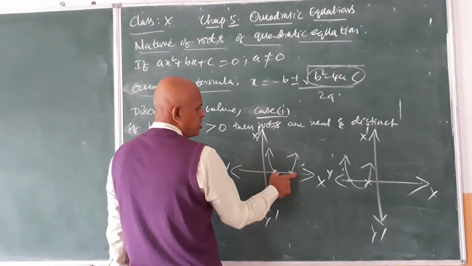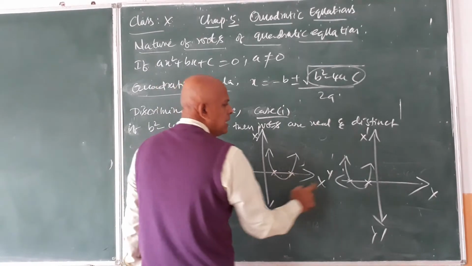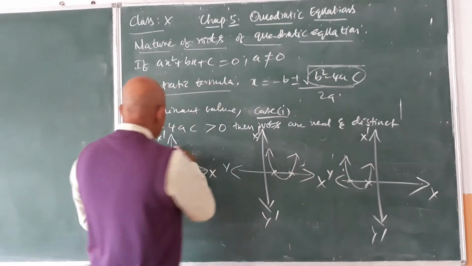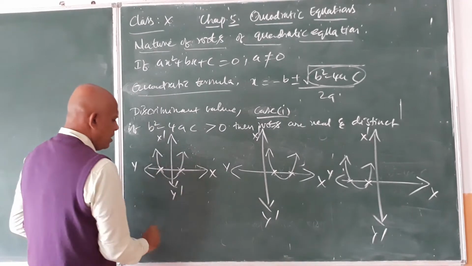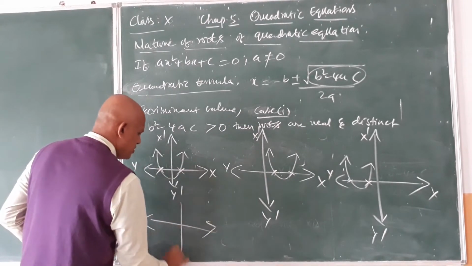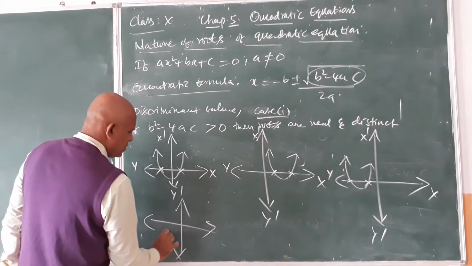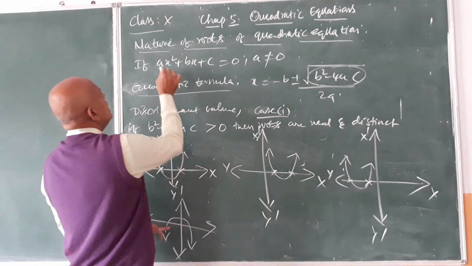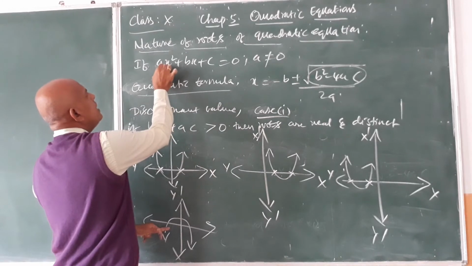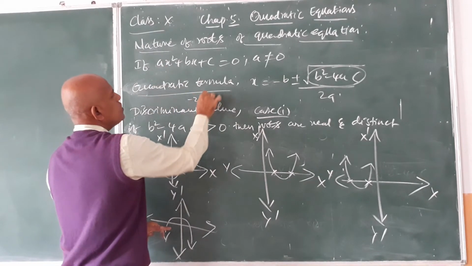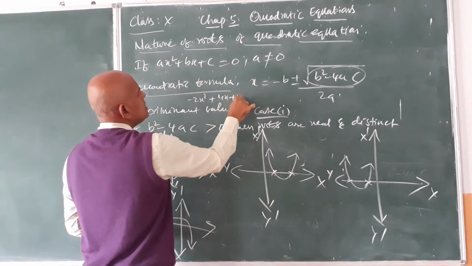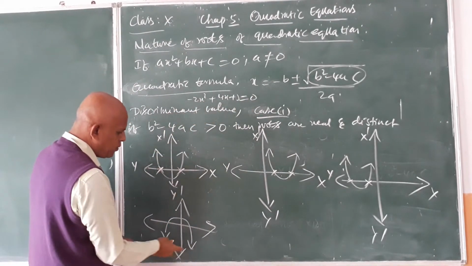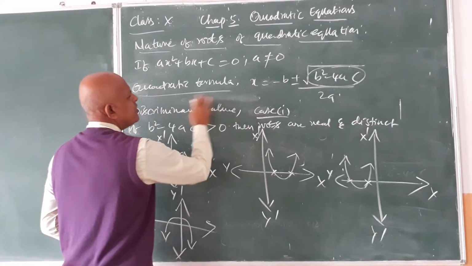This is the positive x-axis, so both roots are positive. This is the negative x-axis, so both are negative. The same can be obtained in reverse also, with the parabola in an inverted position. We get the inverted position when a is negative. For example, minus 2x square plus 4x plus 3 is equal to 0. Here the x square coefficient is negative, so we get an inverted parabola.